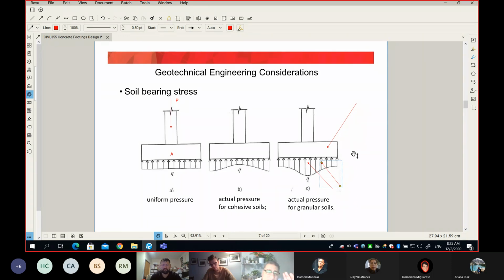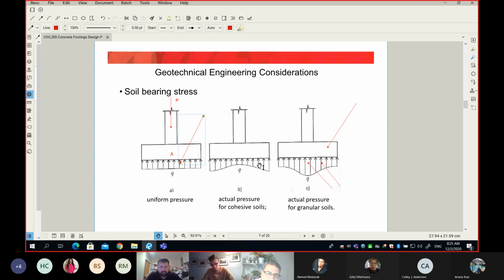Okay, but again, this discussion is not pure. What happens if this footing is so thick and very, very strong? It means it's very stiff. If this footing is very stiff, guess what? We will see this kind of stress, because the footing doesn't bend up as much, and it will cause a uniform stress on the soil. And again, it depends on the type of the soil.